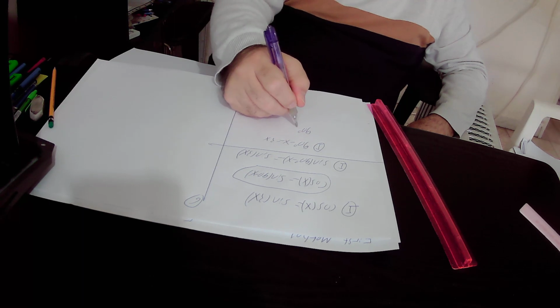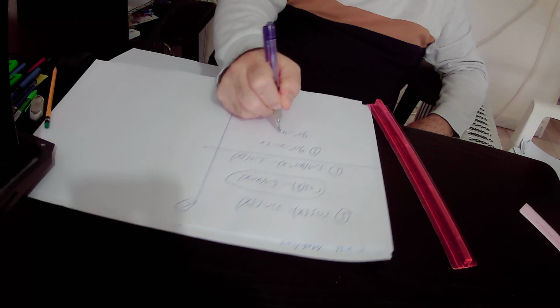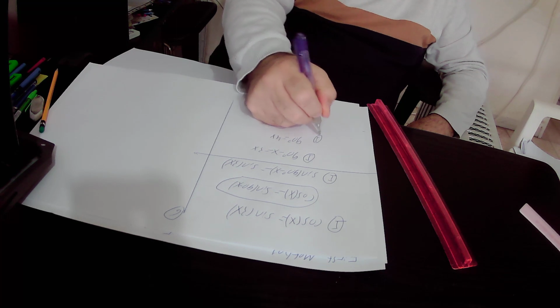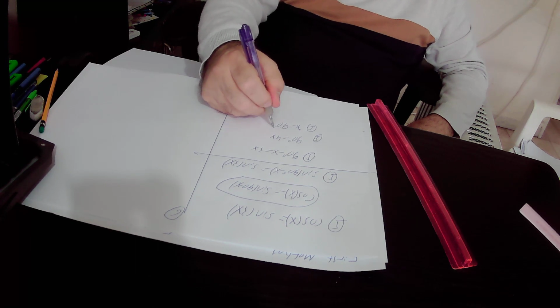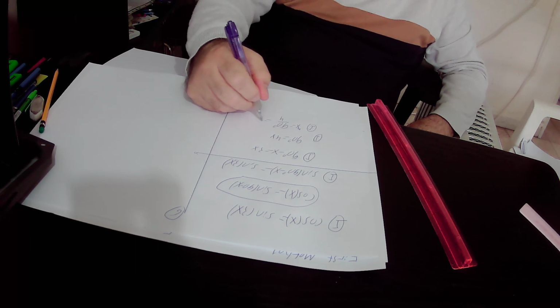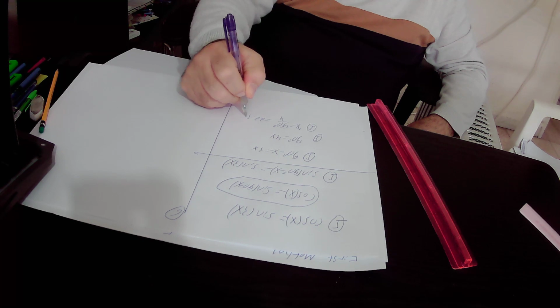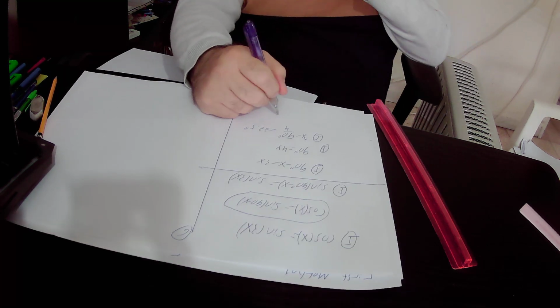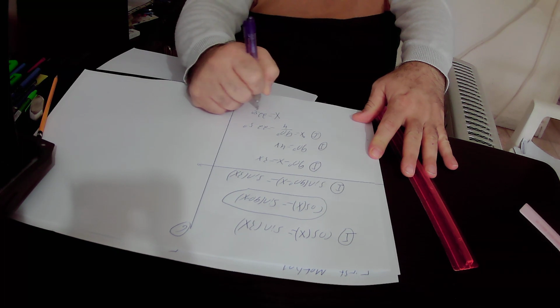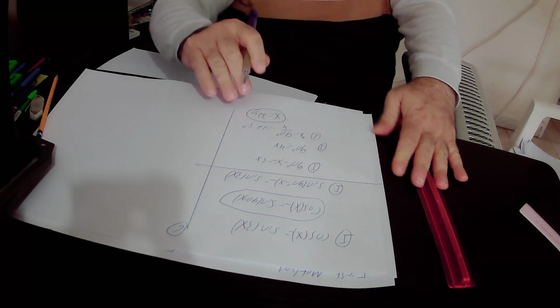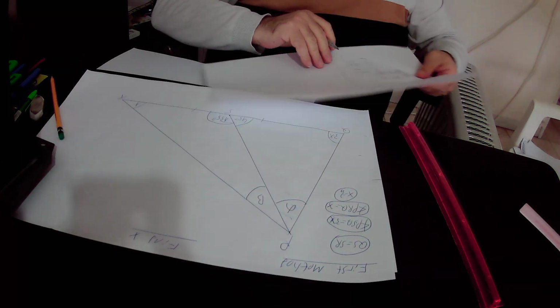Here we will add x to equation number 1, and we will get that 90 degrees equals 3x plus x, that is 4x. We will divide equation number 1 by 4, and we will get that x equals 90 degrees over 4. 90 degrees over 4 is 22.5 degrees. So we found out that x equals 22.5 degrees. So we finished with the first method.